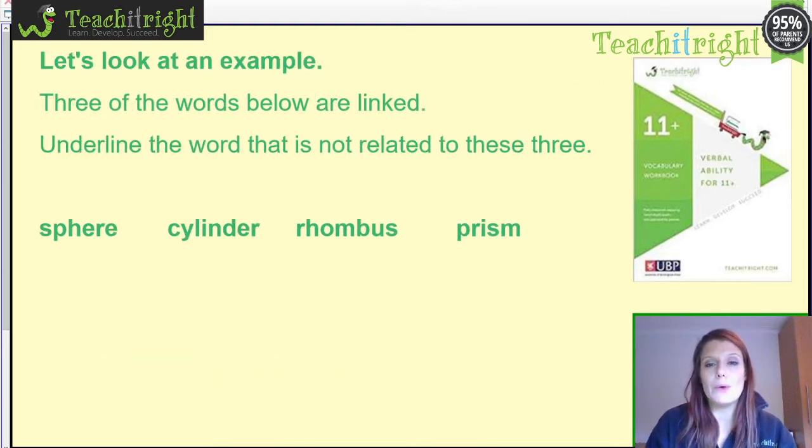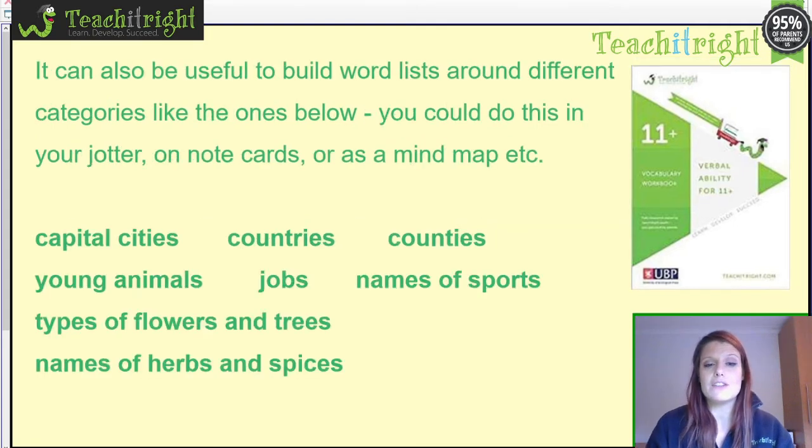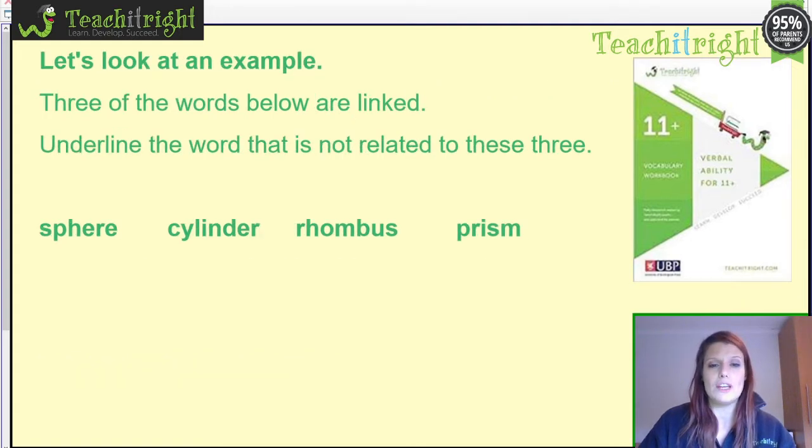Let's look at an example here. 3 of the words below are linked. Underline the word that is not related to these 3. We have a sphere, cylinder, rhombus, and prism. So first of all, we know that they're all types of shape. So if we were organising things into categories and we were organising a shapes category, we could put those things in. They're all shapes.